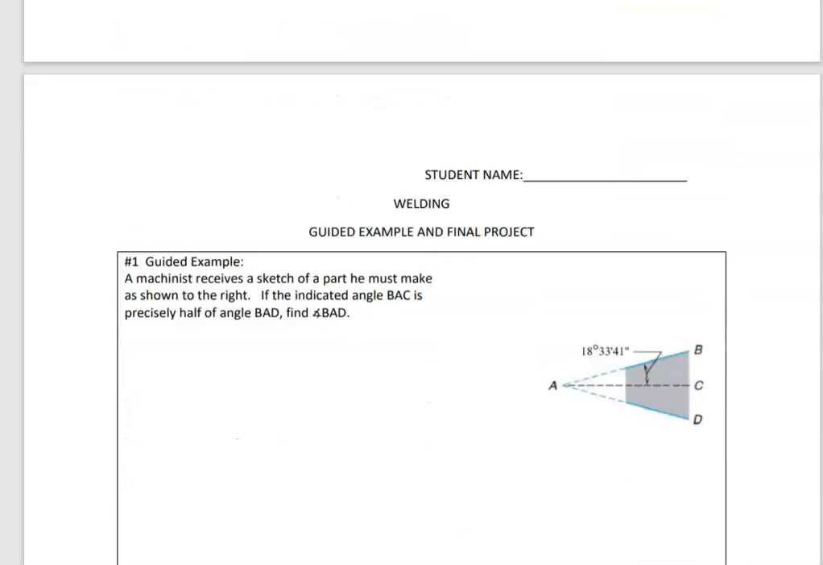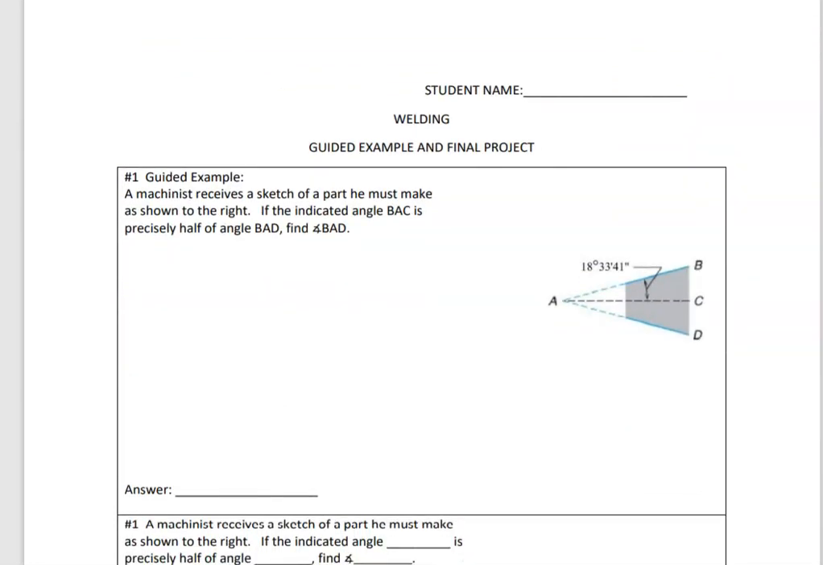Okay, let's look at the first problem. A machinist receives a sketch of a part he must make, as shown to the right. If the indicated angle, BAC, is precisely half of the angle BAD, find angle BAD.